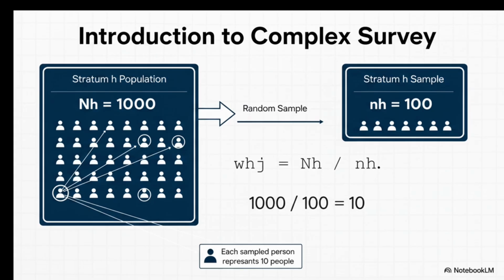Think about it. If you sample 100 people from a stratum that has 1,000 people, each person's chance of being picked is 100 over 1,000, or 1 in 10. So their weight is the inverse, 10. Each person you talk to represents 10 people in the population.